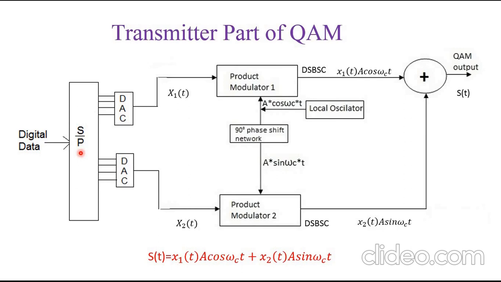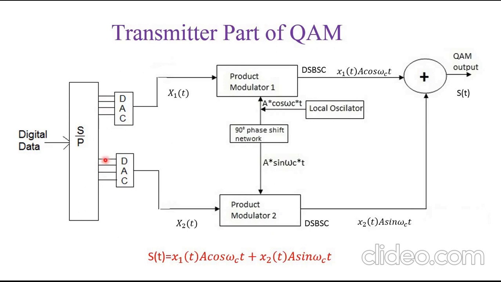So the serial to parallel converter is there, and once we have serial to parallel conversion, there will be a digital to analog converter, and that is what we will give as X1(t) and X2(t). So at first we have digital data, then first we convert it from serial to parallel.